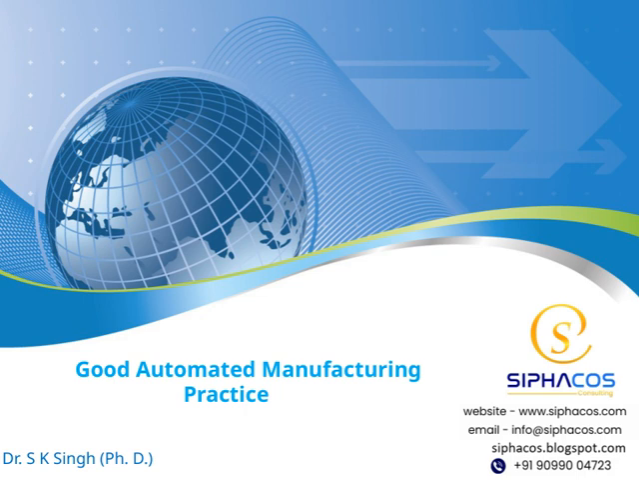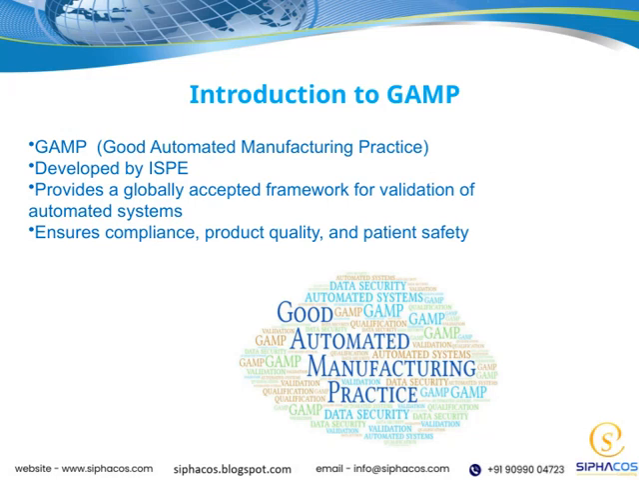So let's get started. Let's take a closer look at GAMP, which stands for Good Automated Manufacturing Practice. This framework was developed by ISPE, the International Society for Pharmaceutical Engineering. Its main goal is to provide a globally accepted approach for validating automated systems used in manufacturing. By following GAMP, companies can ensure that their systems are compliant with regulatory requirements, which is crucial in our industry. More importantly, GAMP helps us maintain product quality and, ultimately, patient safety.